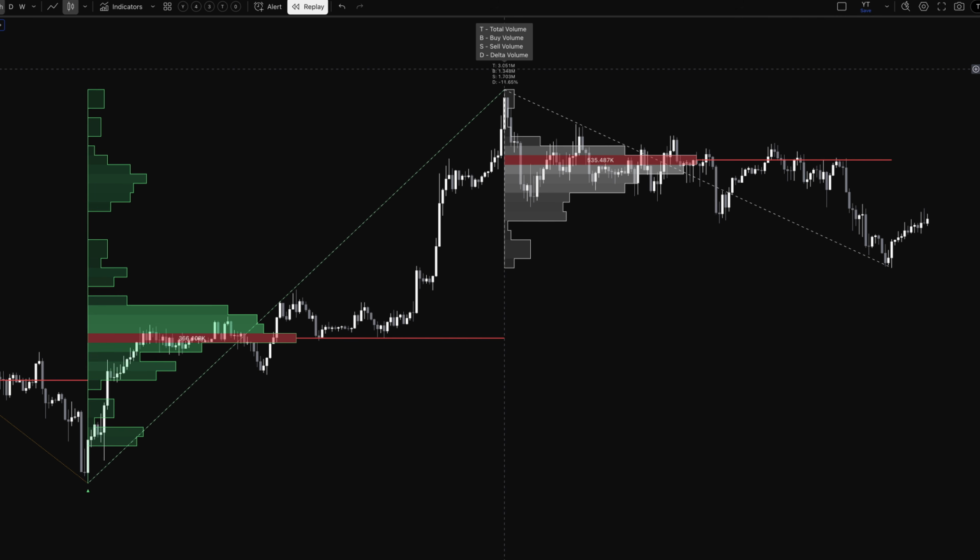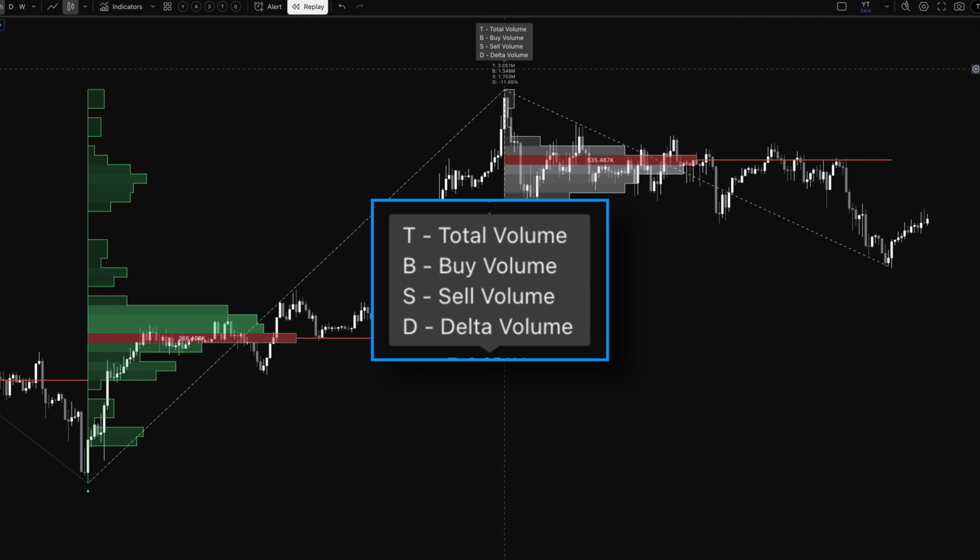Buy and sell volume are tracked separately per bin and accessible via tooltip on each swing label, showing total volume, buy volume, sell volume, and delta as a percentage.